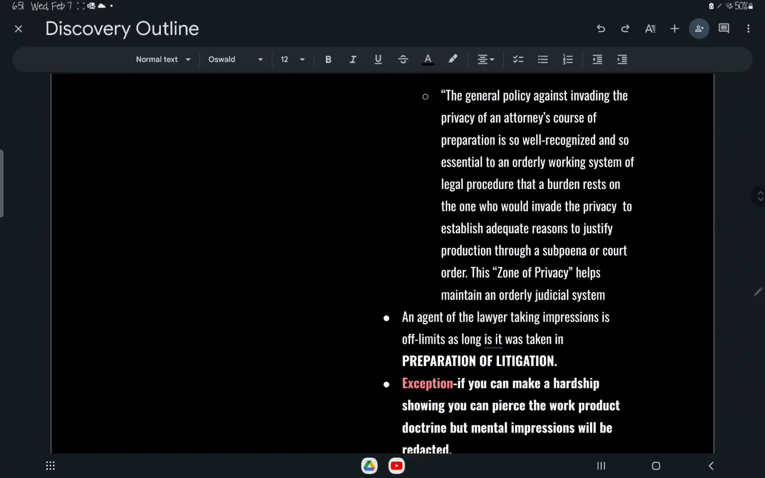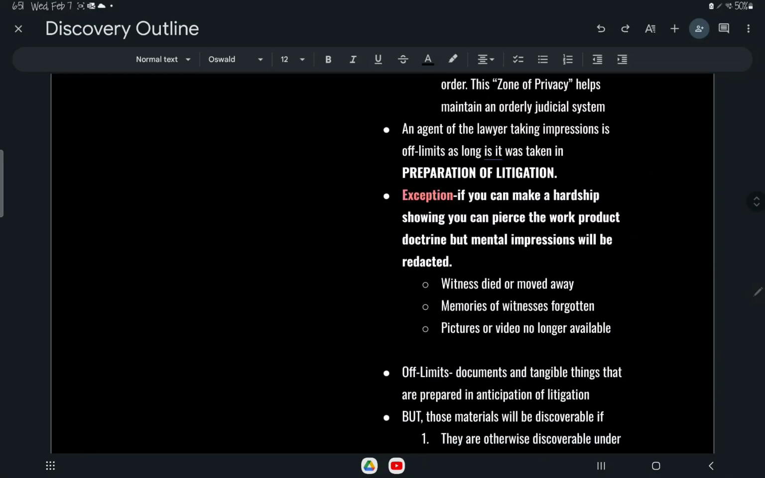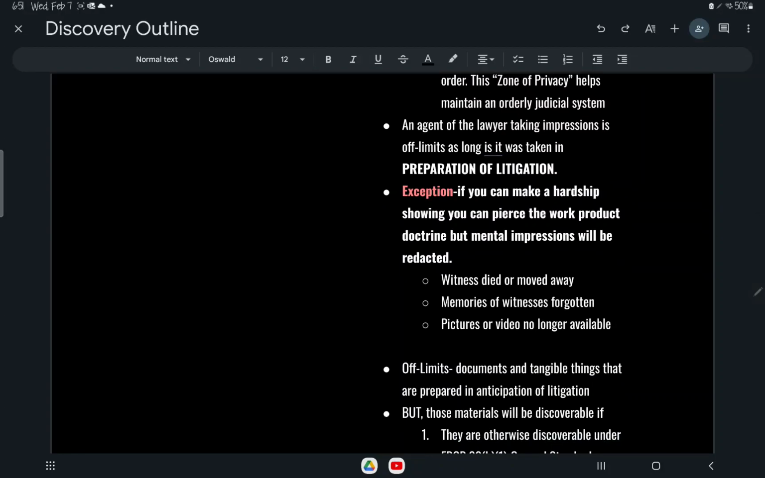There's a general policy against invading the privacy of an attorney's course of preparation, and it is so well recognized and so essential to an orderly working system of legal procedure that a burden rests on the one who would invade the privacy to establish adequate reasons to justify production through a subpoena or court order. This zone of privacy helps maintain an orderly judicial system. An agent of the lawyer taking impressions is off limits as long as it was taken in preparation of litigation.